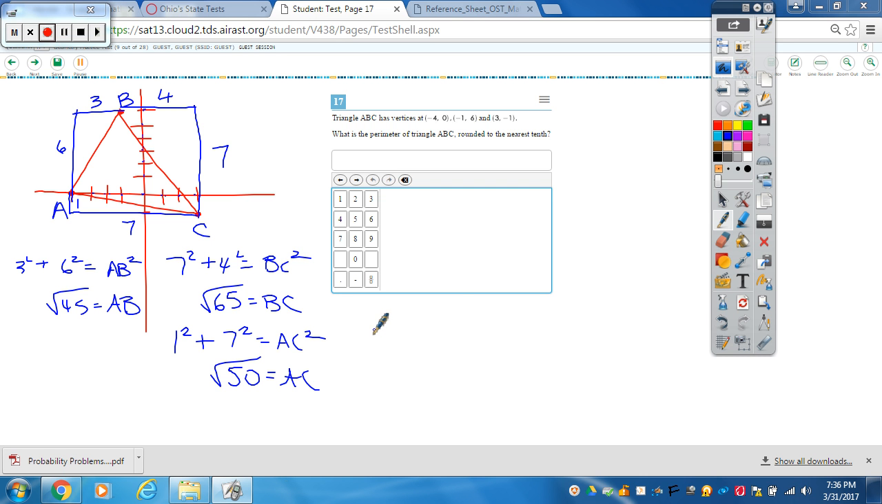Make sure that when you do this, square root of 45, that square root stops. Square root of 65, that square root stops. And the square root of 50. If any of you are using the smaller calculators, make sure you close off your parentheses there. All right? And so in the end, when we work this out, you should get 21.8 as your final answer, that perimeter of that. Okay? All right, number 18. Let's go on to number 18.